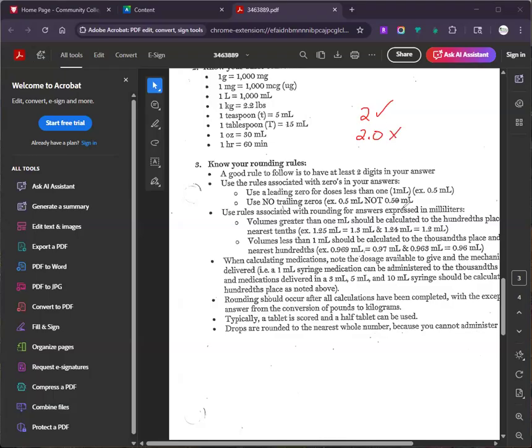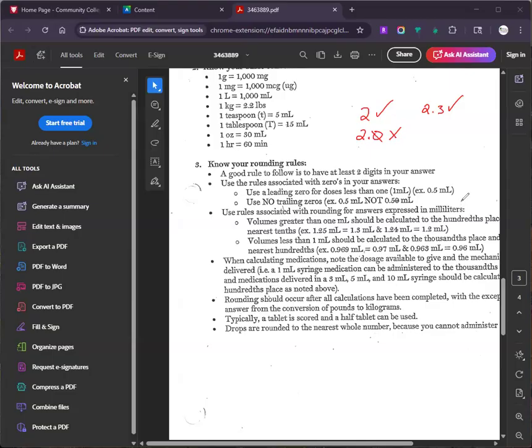They don't want you including the trailing zeros, because everyone writes their decimals a little bit differently, and that 2.0 could quickly turn into a 20, and then that could be a problem for the particular medication. Okay. So if it's 2, leave it at 2. However, if you get an answer that's, let's say, 2.3, then that's your answer. Leave it at 2.3. Don't round it.